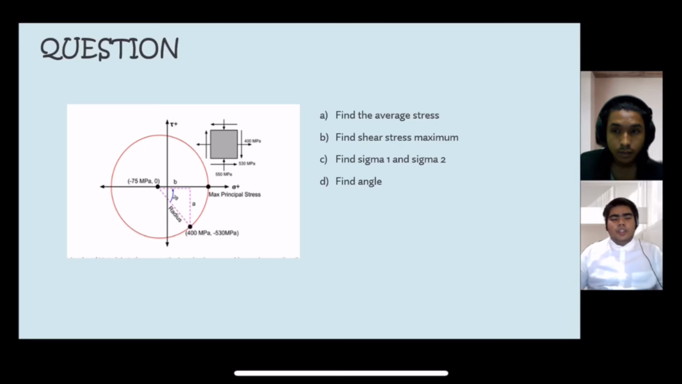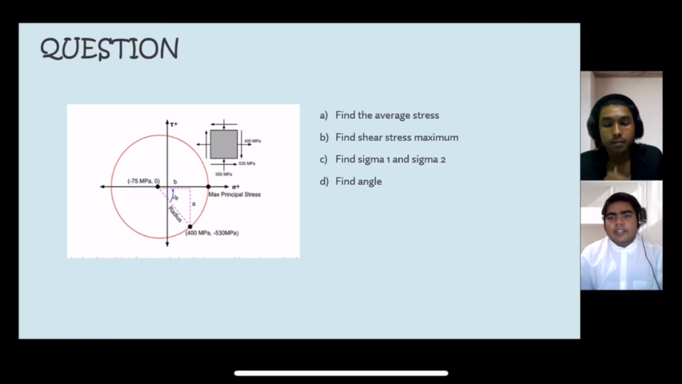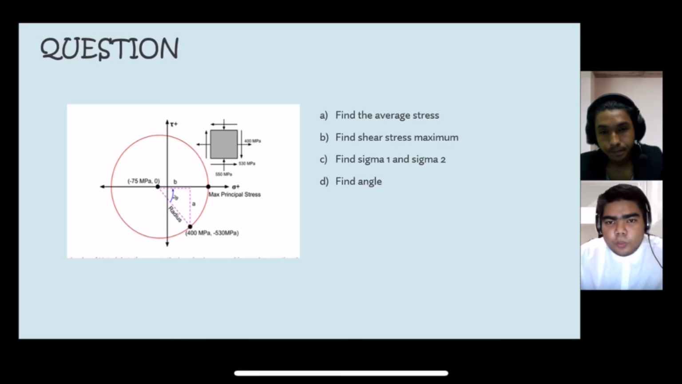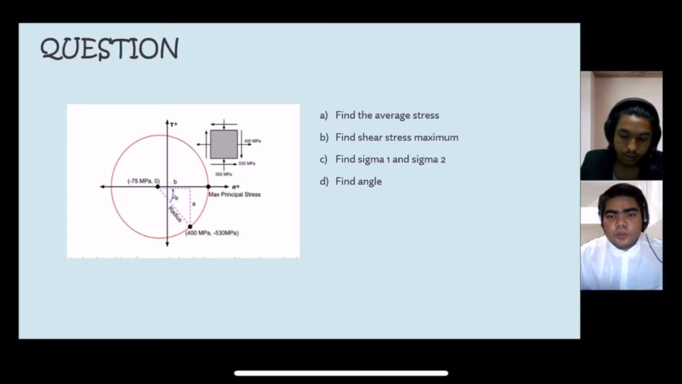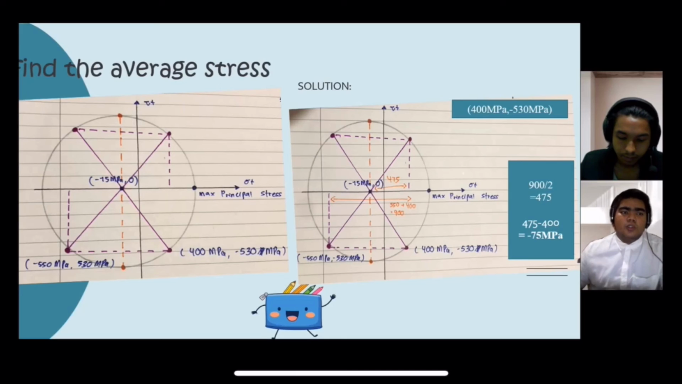So here we have several questions about the Mohr circle and we use the values given. The first question is to find the average stress. The second one, find the maximum shear stress. Next, we need to find sigma 1 and sigma 2. And the last question is to find the angle. So for the first question, find the average stress.